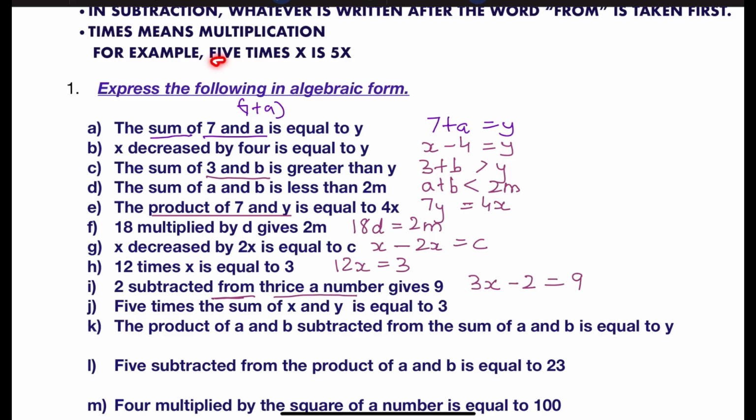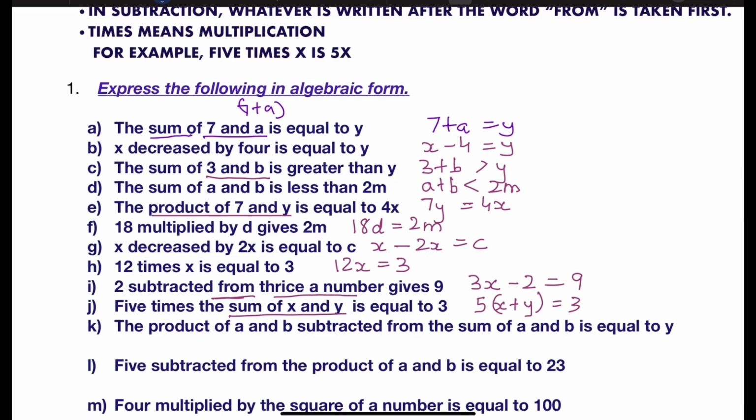Times is multiplication. 5 times x is 5x. Similarly, twice a number is 2x. Thrice a number is 3x. 4 times a number is 4x, and so forth. Moving to the next one. 5 times the sum of x and y is equal to 3. First, what is the sum of x and y? x plus y. 5 times the sum of x and y. This one is interesting, guys. Is equal to 3. This is how you have to frame it.